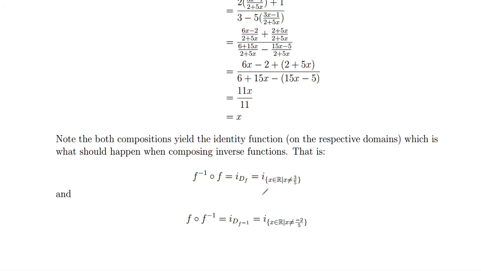So remember, the identity function depends on what set you're talking about. So for this one, f inverse of f, the input here would be x, and that would be in the domain of f. So that's why that would be the identity function on the domain of f, and then here the input would be in the domain of f inverse, and it would be that identity function.